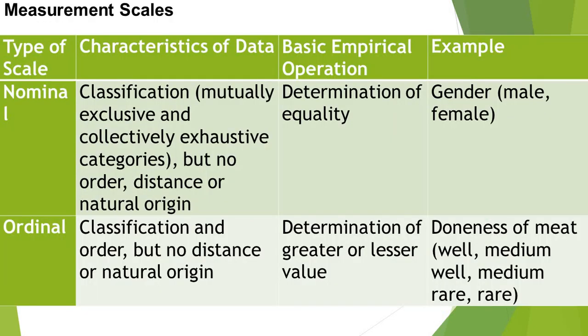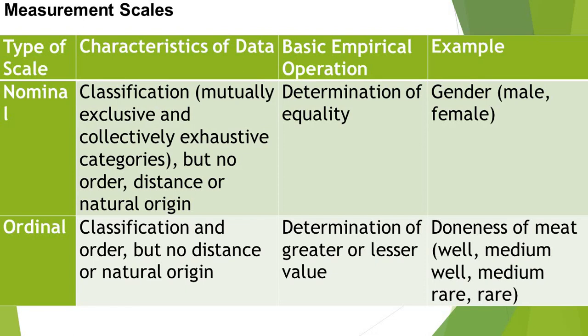Measurement scale. So we have the nominal. Its characteristic of data is classification but no order, distance, or natural origin. All you have to do is name the category. Basic empirical operation, determination of equality. Example, gender or sex, male and female.